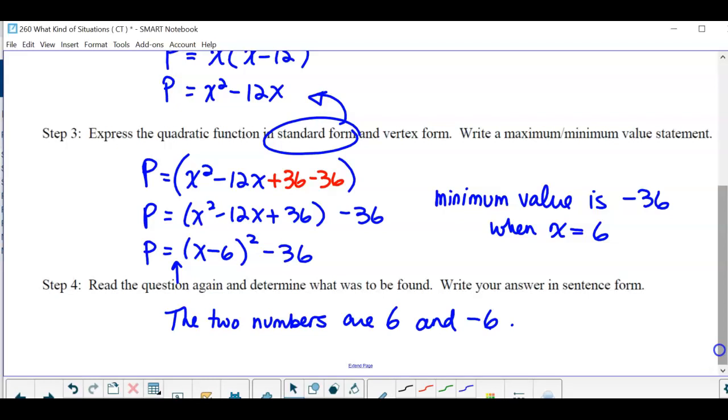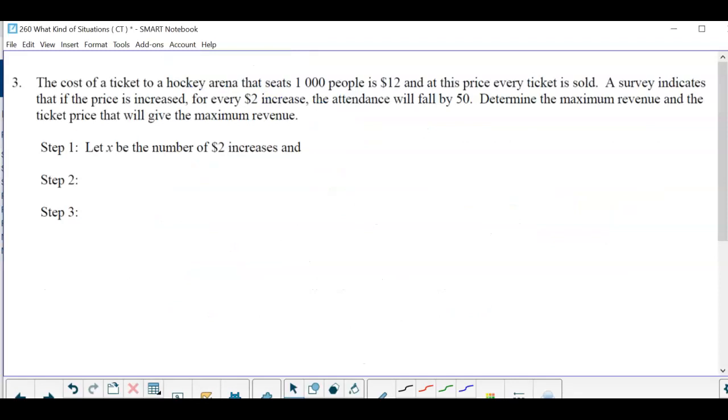Okay? So you need to have a let statement. You need to show your function. You need to put it in vertex form, and then a statement answer. Okay? We call that particular example a number type question where you're relating two different numbers together. Next one is a revenue type question.